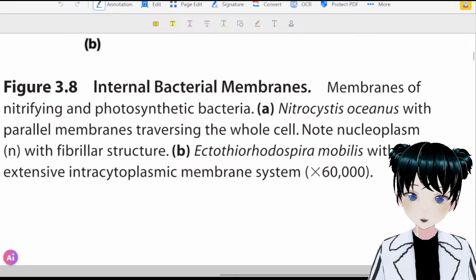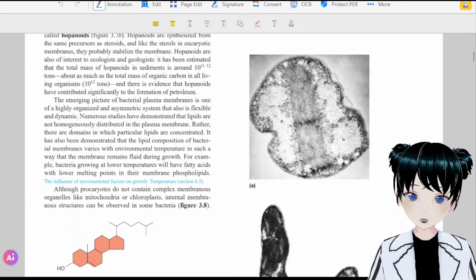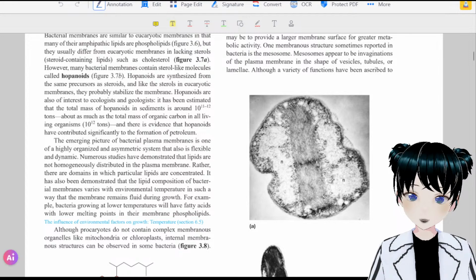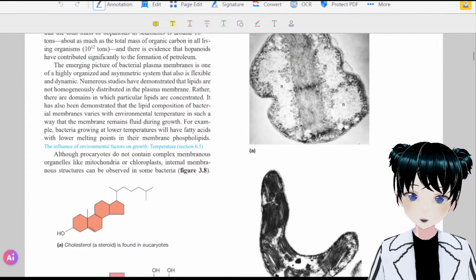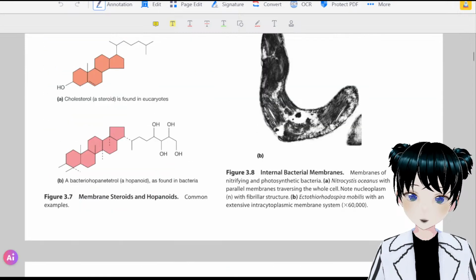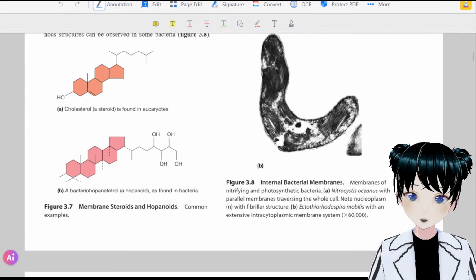What is this cell? The first one was, which one? Wait. The first one, A, is for the nitrifying and the photosynthetic bacteria. If you look at it, it's only on one form. I think this area is exposed to sunlight. Okay, so the first one is Nitrocystis oceanus with a parallel membrane traversing the whole cell.